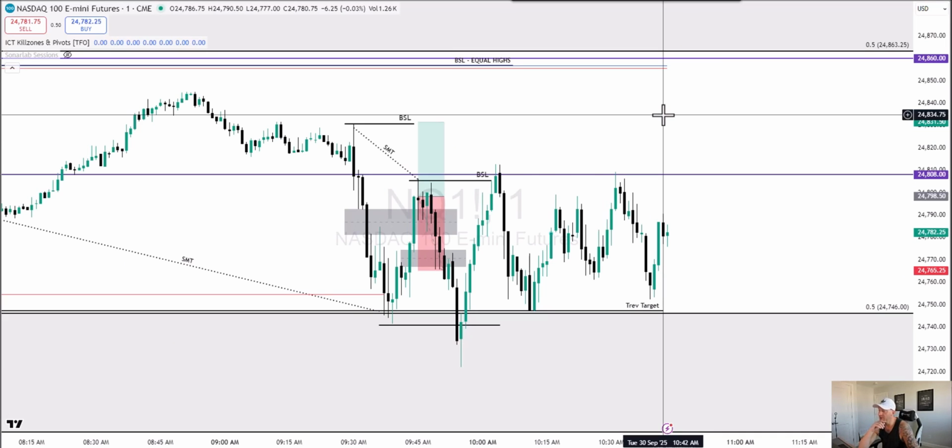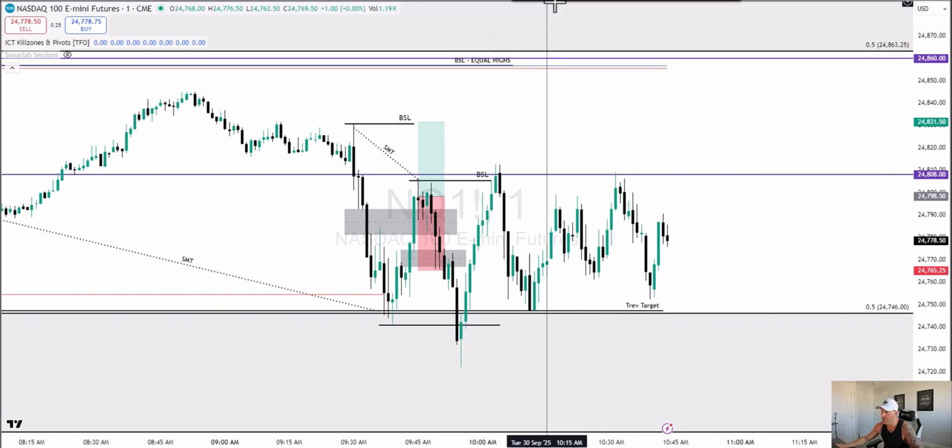Now, looking back on it, with us being that close to the high on ES, maybe I wouldn't have taken it, but I think I would have taken this no matter what, with the discount range, with the SMT, with the session's liquidity taken, with the inversion fair value gap. That's a lot of confluence. Any ICT trader probably would have taken this.